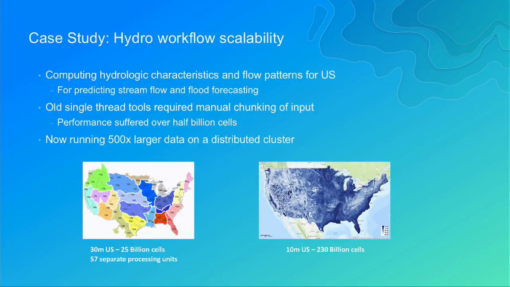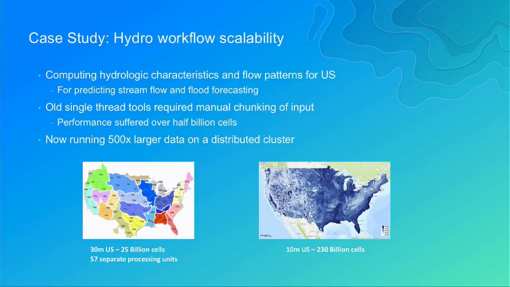But this is one of the case studies that we are really proud of, the hydrology analysis. The hydrology tools were parallelized in the 10.6 release. Right? So basically what it does is we want to compute hydrological characteristics and flow patterns for the entire United States. And the use of it is to predict things like stream flows and if there's any flood coming. Any of you in the audience do any hydrology analysis here? Cool. So you'll be very familiar with this workflow.